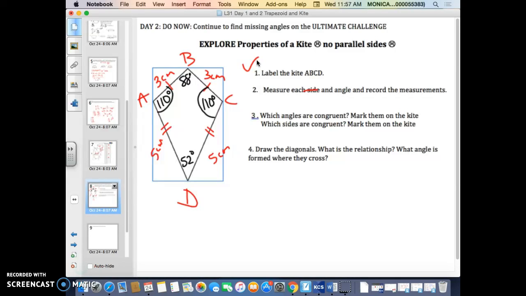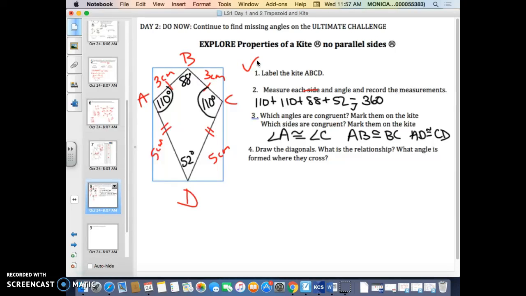Now I can double check to make sure that I did this correctly. If I take 110 plus 110 plus 88 plus 52, this is a quadrilateral, so it should add up to 360. And I did the math, in fact it does. So I know that angle A is congruent to angle C. And I know that AB is congruent to BC. And I know that AD is congruent to CD. And again, these are angles, these are side lengths.